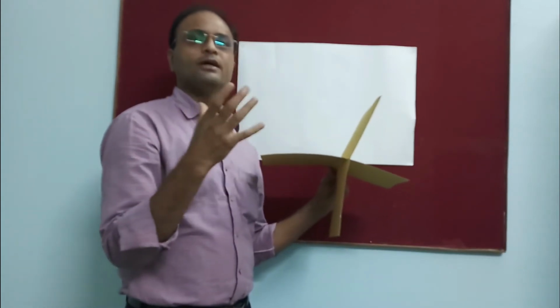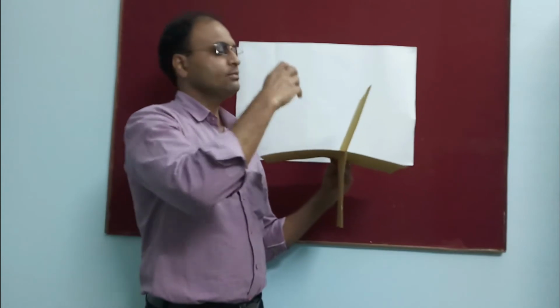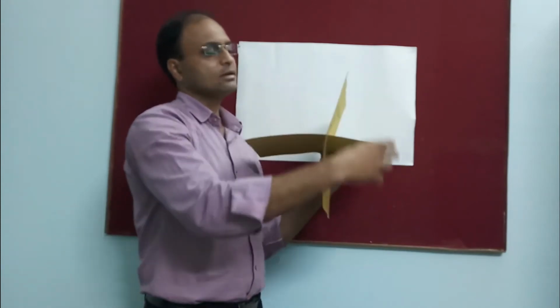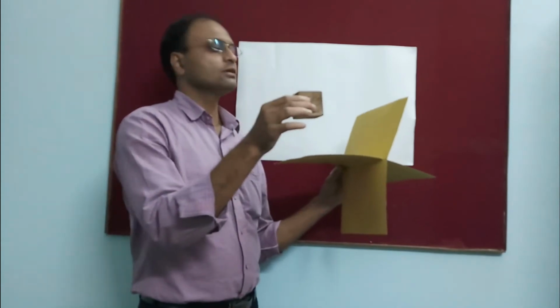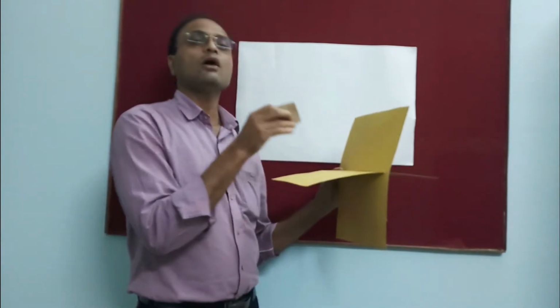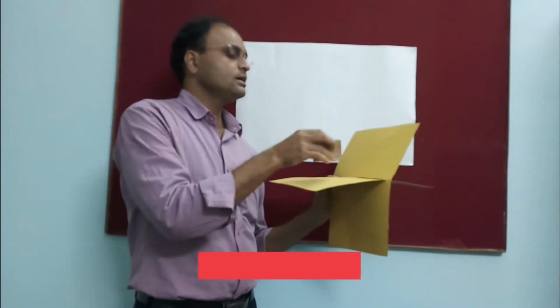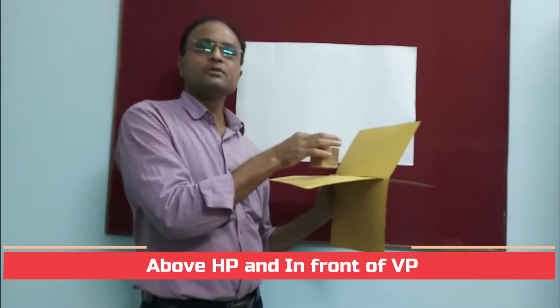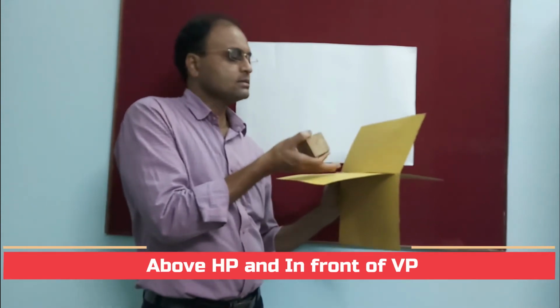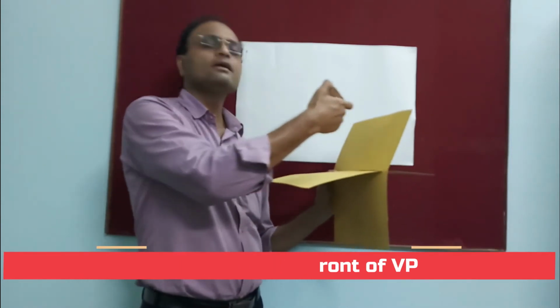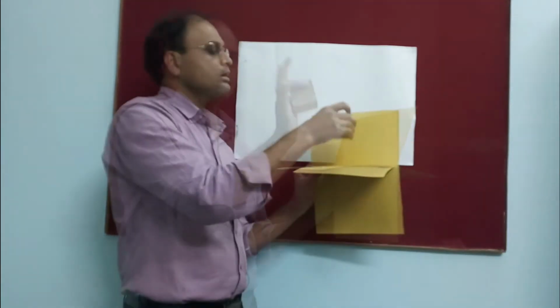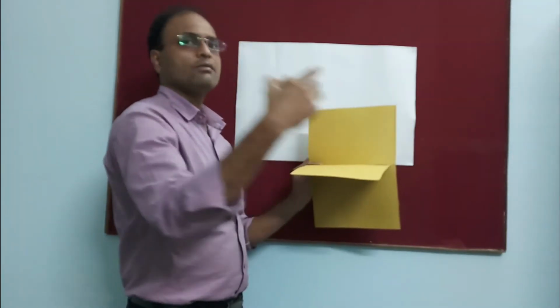Now say I have to obtain views of an object when it is kept in the first quadrant, second quadrant, third quadrant and fourth quadrant. Let us say now the object is in the first quadrant. How do you define the position of the object when it is in the first quadrant? When an object is in the first quadrant, its relative position can be explained as above HP and in front of VP.